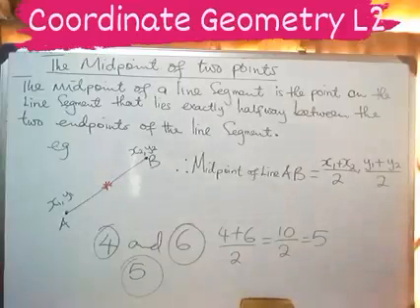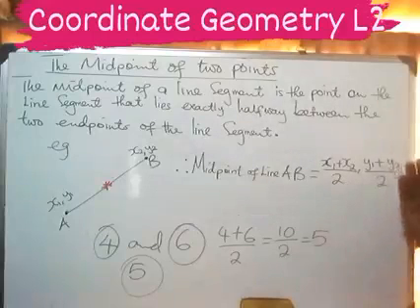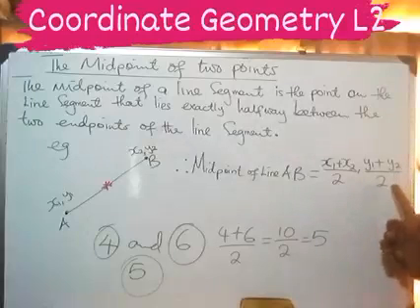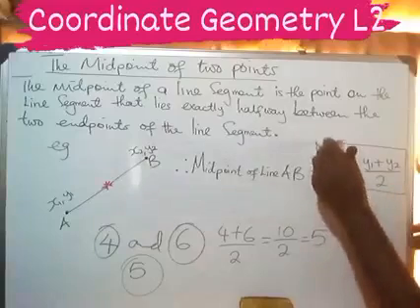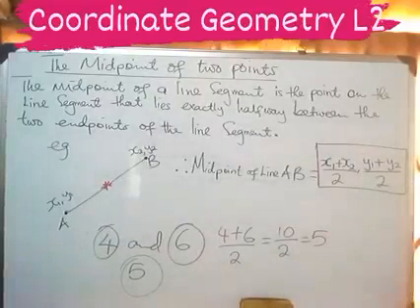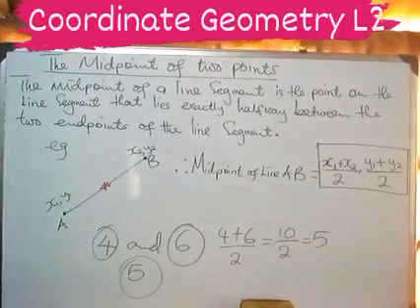So this is the formula we are going to go with. To find the middle point of a line segment, we are going to say x1 plus x2 divided by 2, y1 plus y2 divided by 2. So you have to take note of this formula because it will be used as we are moving further. So now let us look at some examples.